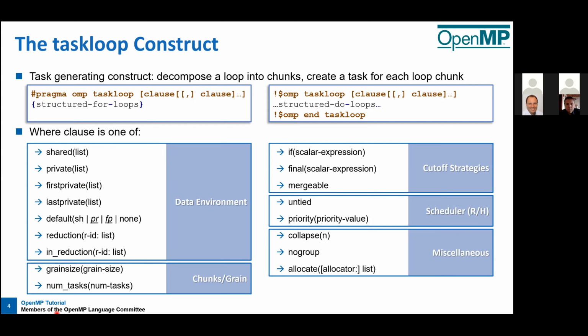And then there's a bunch of other things like collapse, which basically comes in from the work sharing constructs, where you can collapse a loop nest. There's nogroup, which tells OpenMP to not have a synchronization at the end of the taskloop construct. By default, the taskloop construct would behave as if it were enclosed in a taskgroup, so that execution only continues when all loop tasks plus the descendant tasks, so child tasks, grandchildren, and so forth, have been completed.